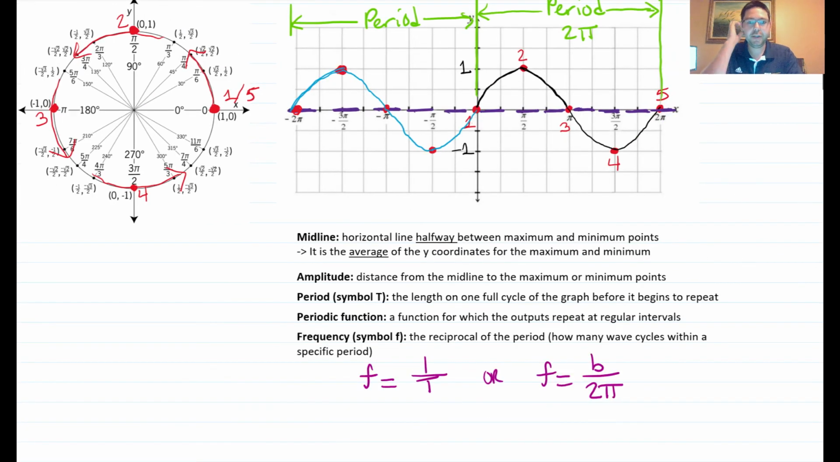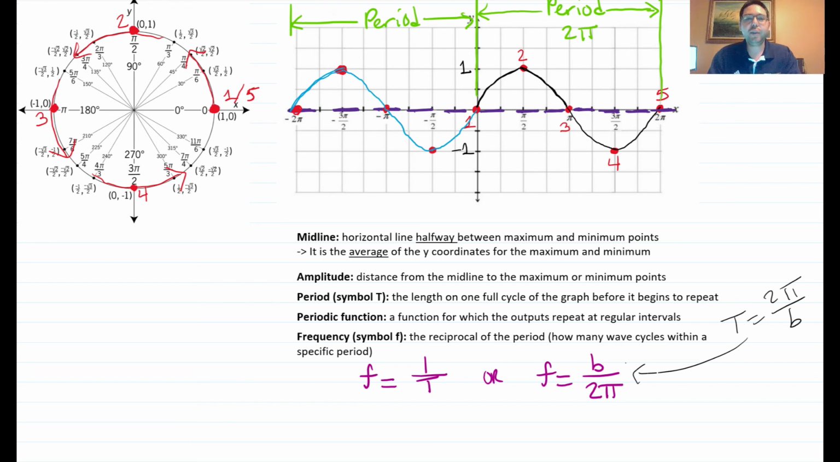So that's the period. Now the last feature that I want to discuss before we hit another example is the frequency. The frequency is simply the reciprocal of the period. So if you have the period, you can just do 1 divided by that period, and that gives you the frequency. Another way of doing it is doing the reciprocal of the formula that I gave you earlier. Remember the formula for the period was 2 pi over b? Well, if you do the reciprocal of that, that gives you the frequency.